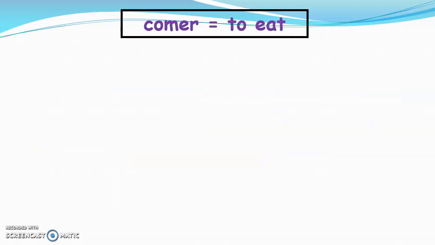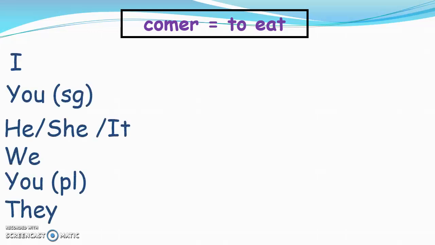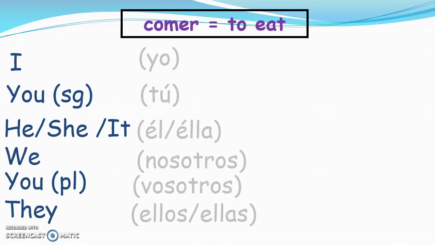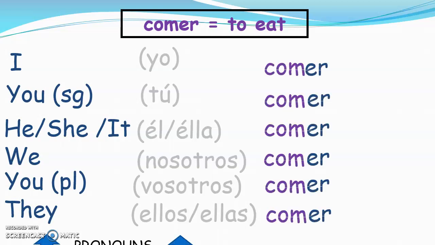Let's start with an ER verb. The verb comer means to eat in Spanish. It belongs to the ER group. It's got its ER ending on there on the infinitive. Let's pop down our personal pronouns, remind ourselves of our Spanish version, and then let's conjugate those verbs. Just like with the AR verbs, the first thing we do is we take off the ER ending from the verb in its infinitive format. That leaves us with com all the way down. That's the stem, remember.